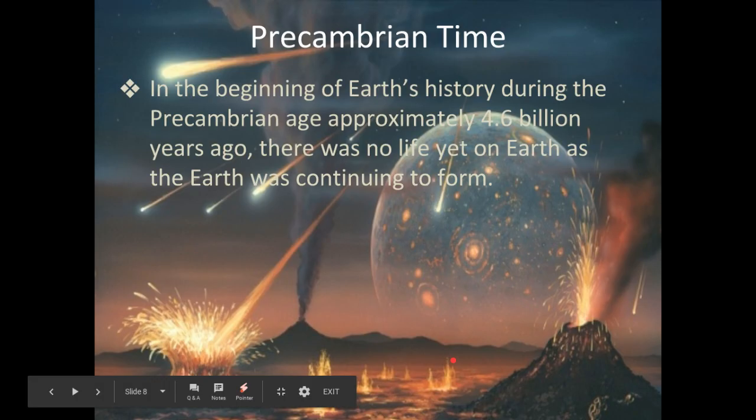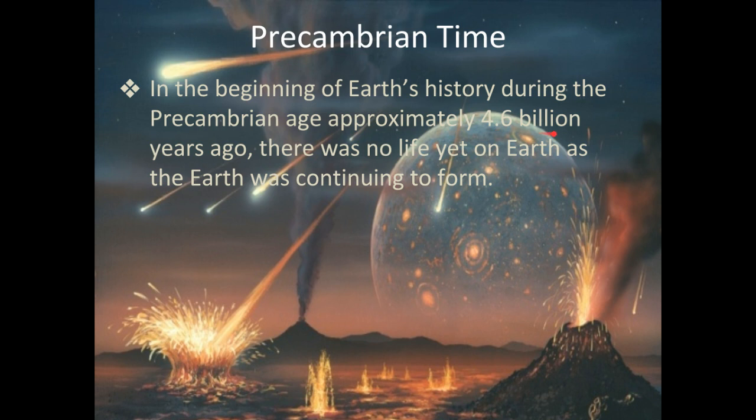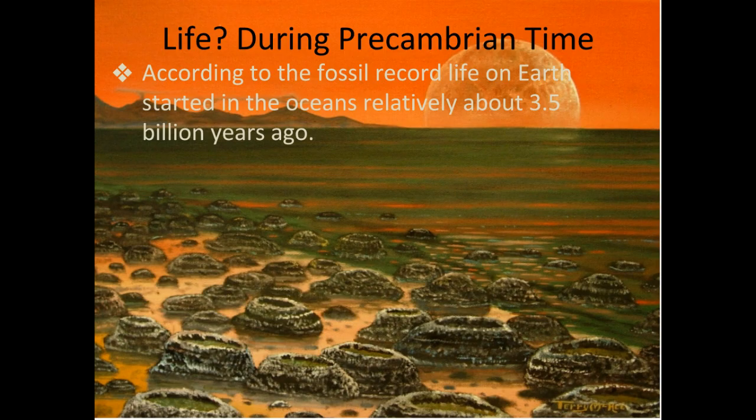And it starts with the beginning of Earth's history, which is approximately 4.6 billion years old, and that's according to rock evidence from the moon and the Earth and even our solar system. So what we see is there really wasn't any life on Earth at this time as it was continuing to form. It really wasn't even conducive for life forms to thrive. But after about a billion years, so about 3.5 billion years ago, we see the beginning of really simple single-celled organisms.